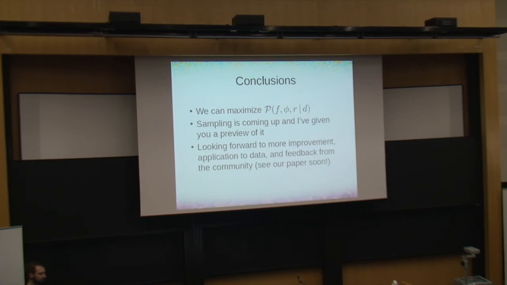So, to conclude, I think we've figured out how we can maximize this joint posterior probability. We can do sampling, and I just gave you a preview of it. Look for our paper in the next weeks or so. And I'm looking forward to more improvement.